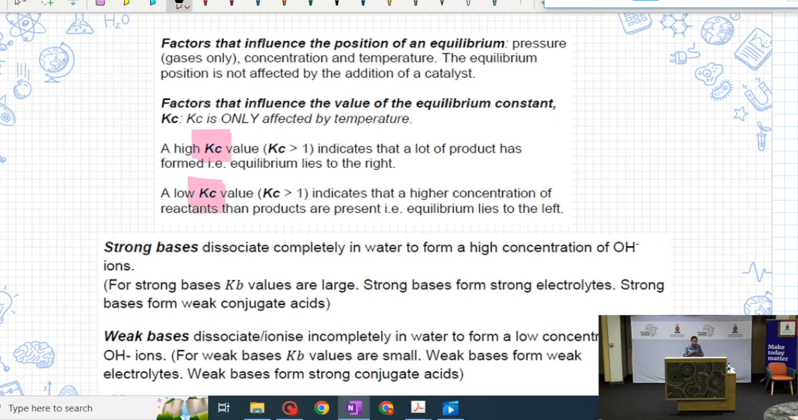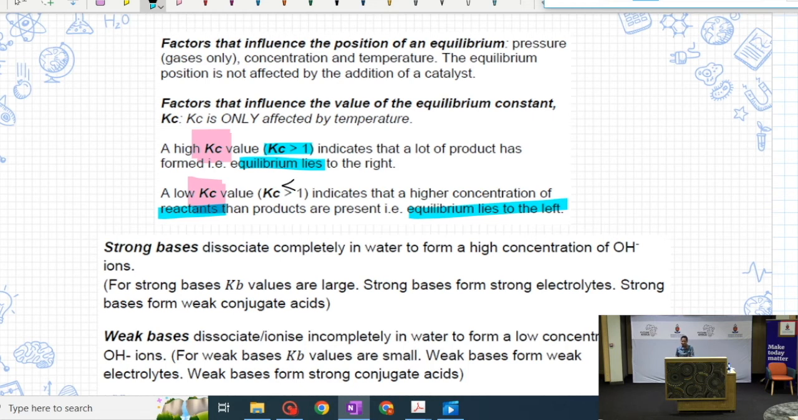Kc value basically just tells you lot of product, lot of reactant. If you have a Kc value that is bigger than 1, it means equilibrium lies to the right. If it lies to the right, it means we're producing a large amount of products. If you have a Kc value that is, this is a mistake, this should be smaller than 1. Please go and fix that in your notes. When your Kc value is low, smaller than 1, it means that we have a low concentration of products, but we have a high concentration of reactants. In other words, equilibrium lies to the left.